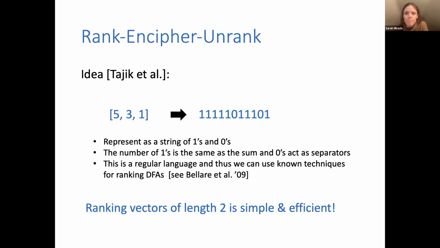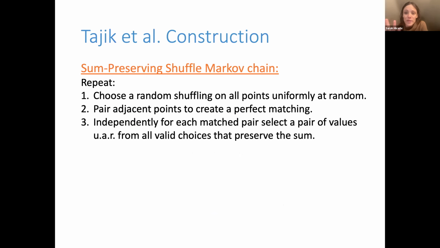And so I'm going to talk a little bit more about it from the Markov chain perspective. I'm going to present their algorithm, not exactly how they presented it, but as a Markov chain, which they did realize and point out. So the idea is they're going to repeat this algorithm in multiple rounds. You're starting from a vector of integers, and they're going to randomly shuffle those points, and then pair adjacent points to get a perfect matching.